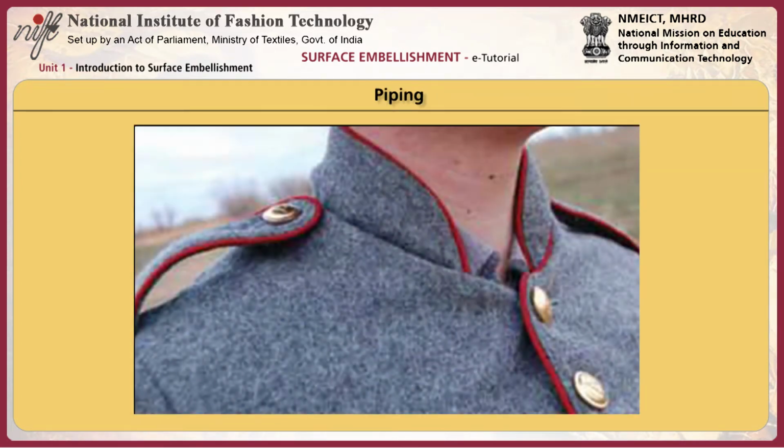Piping. Piping is a type of trim or embellishment consisting of a strip of folded fabric inserted into a seam to define the edge or style lines of a garment or other textile objects. Usually the fabric strip is cut on the bias. It may be made from either fabric or leather.